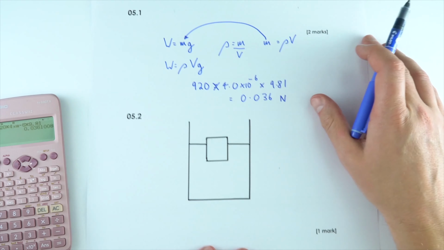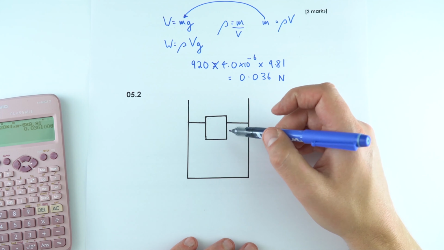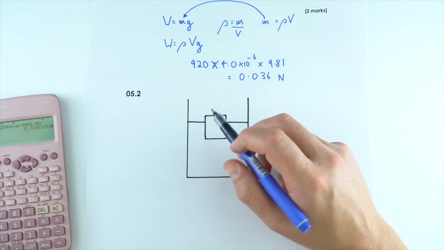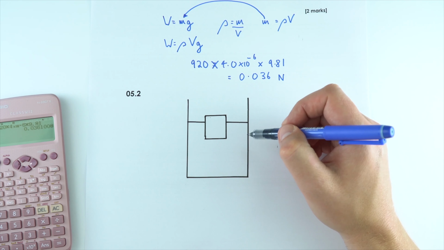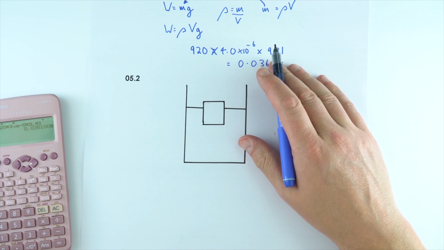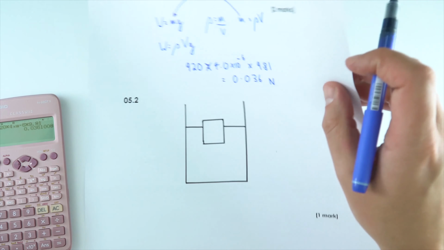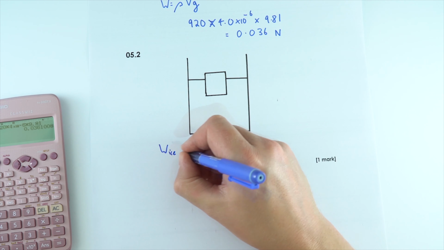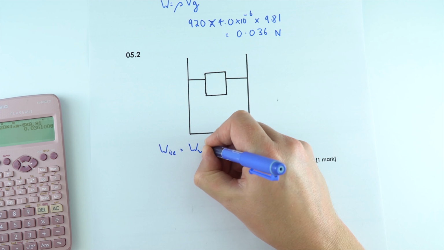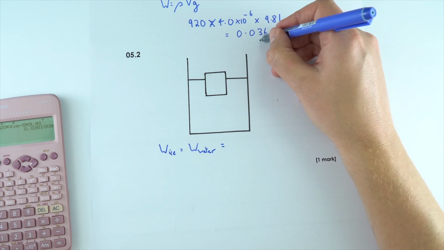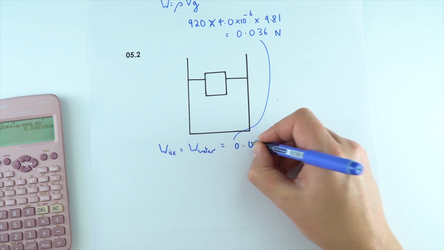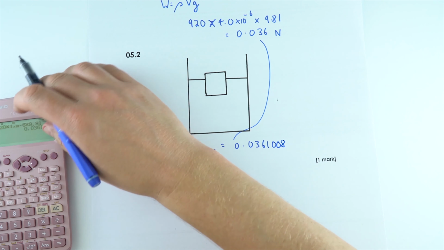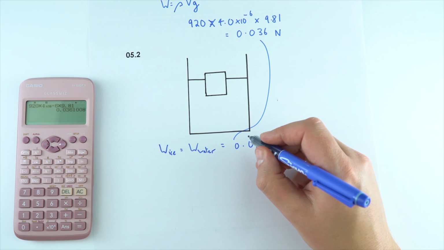We then have the ice cube placed into a beaker. It says it displaces a volume of water causing the water level to rise. The weight of the water is equal to the weight of the ice cube. So calculate the volume of water displaced by the ice cube. Well, what effectively we're saying is that the weight of the ice cube is going to be equal to the weight of water, which is going to be our previous answer of 0.0361008. I'm keeping the data I've got on my calculator here. So that's the weight of water displaced.